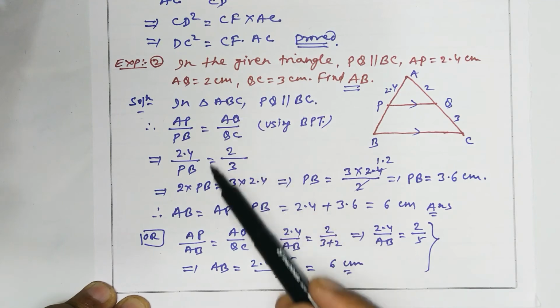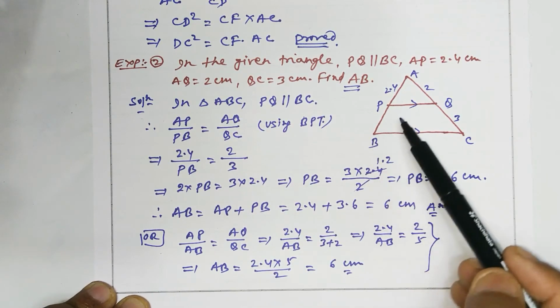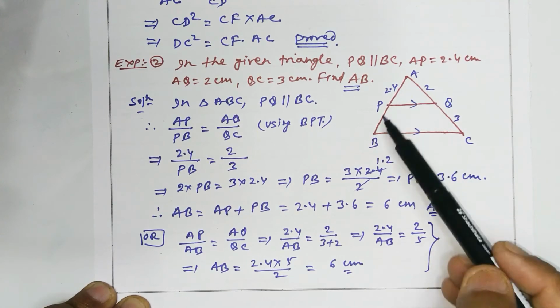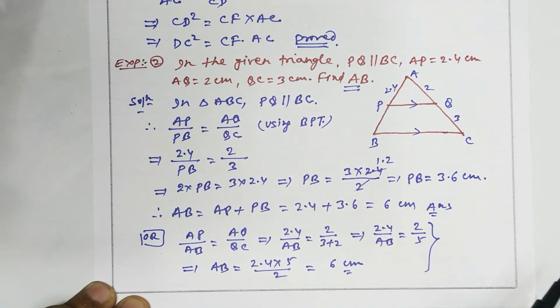And if you use direct BPT, then you go through two steps. First we find PB, then we add AP plus PB to get the value of AB. Clear? I hope you understood. Good.